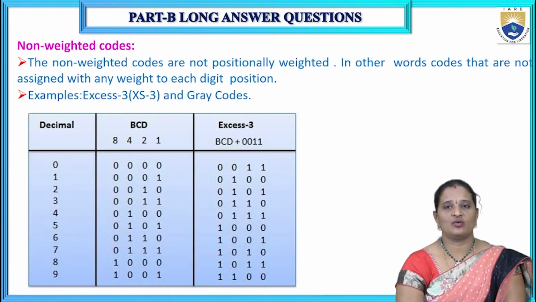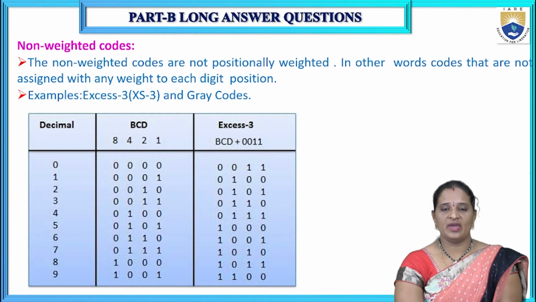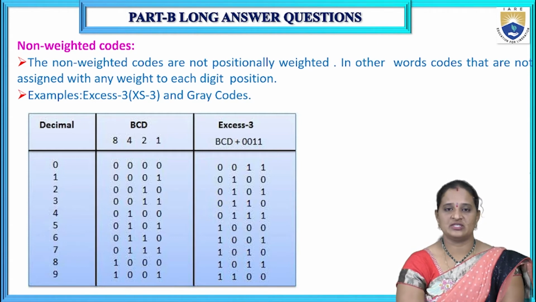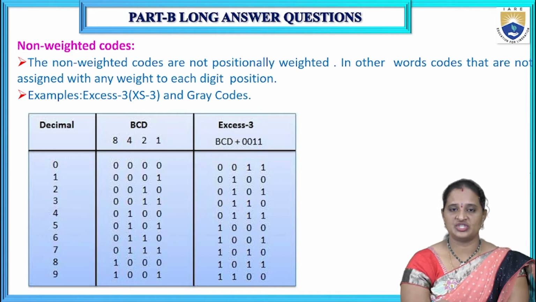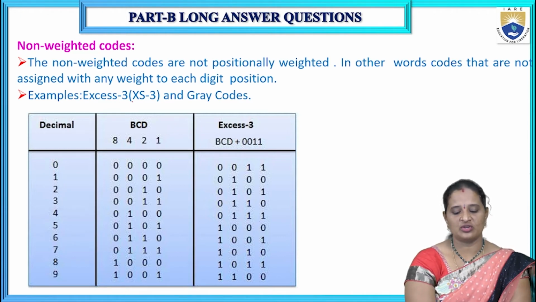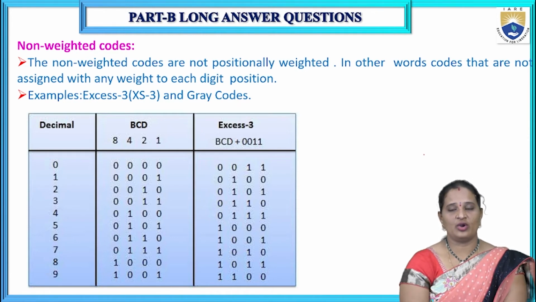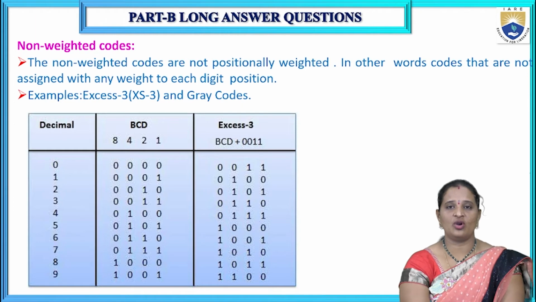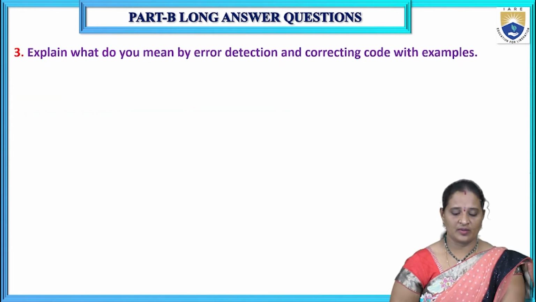And now non-weighted code. Non-weighted codes are the binary codes which do not obey the positional weighing principle. That means each digit in this code will not have positional weight. So the codes are written based on some logic. The examples of non-weighted codes are XS3 code and gray code. So just give the 4-bit XS3 code and the gray code truth table so that it will be well and good. This answer will be sufficient for this one.